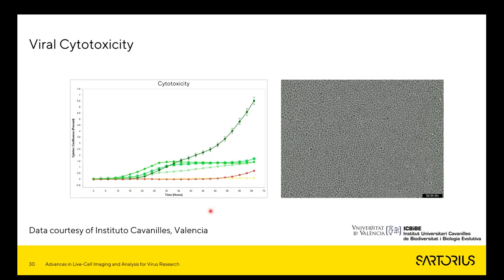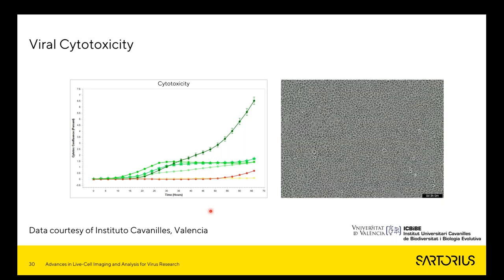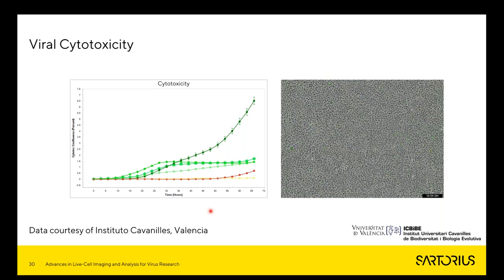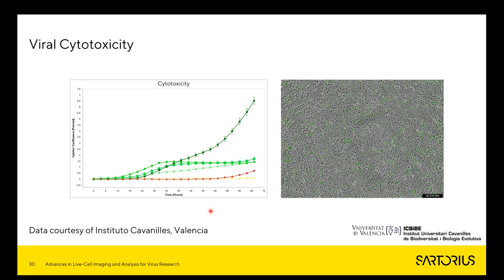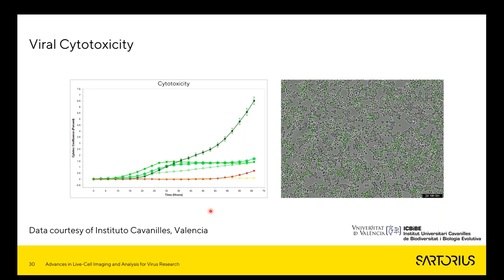Using Cytotox, researchers of the Institute of Cavanilles in Valencia were interested in measuring the differences in cytotoxicity upon using different MOIs of a viral strain. The video here on the right-hand side nicely shows the slow increase in the Cytotox Green signal that correlates with virus-induced killing of the host cells.